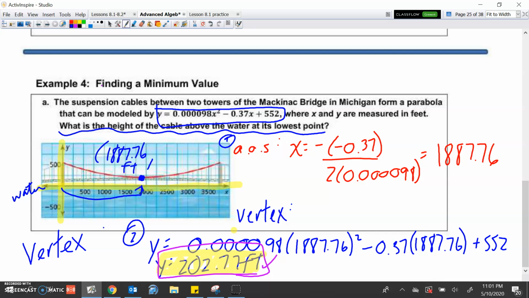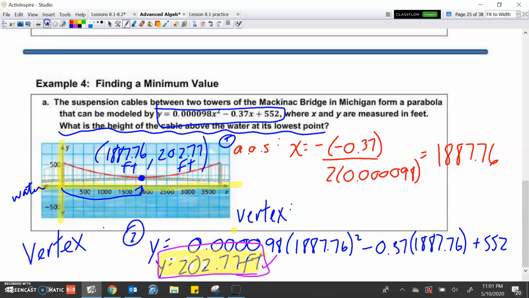And the actual answer to the question is that it's 202.77 feet above the water. So the cable at its lowest point is 202.77 feet above the water. Okay, and I'm sure the road is similar to that as well. All right, now let's go to the next page.